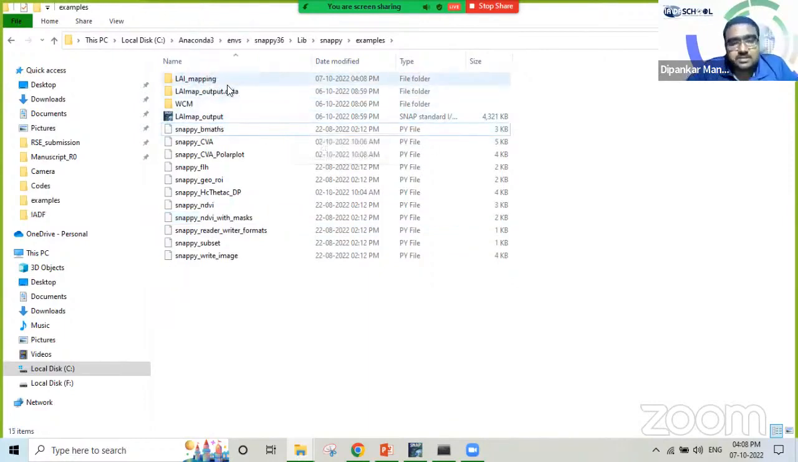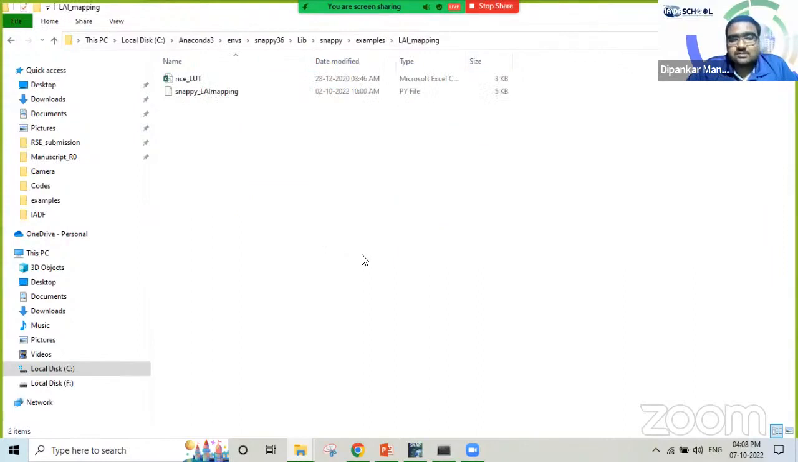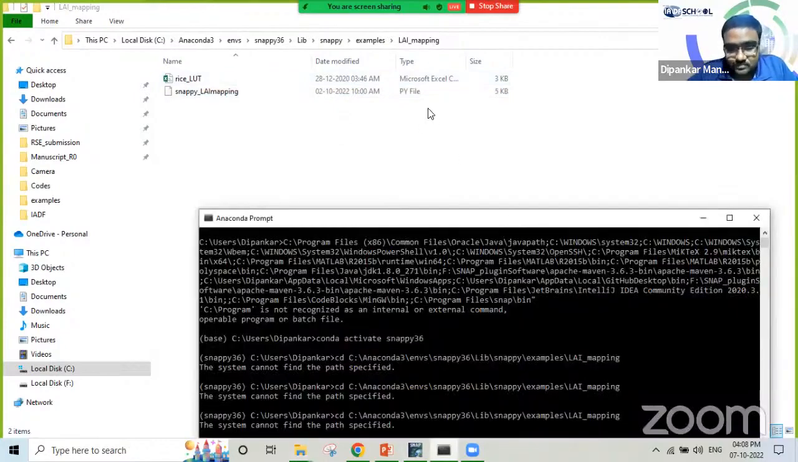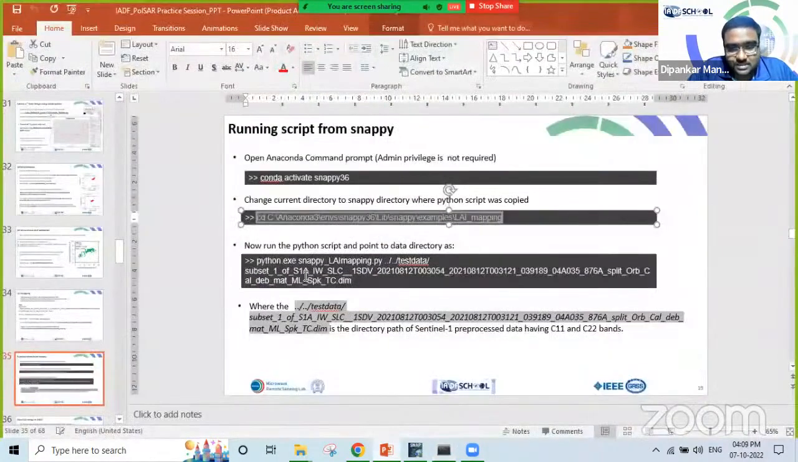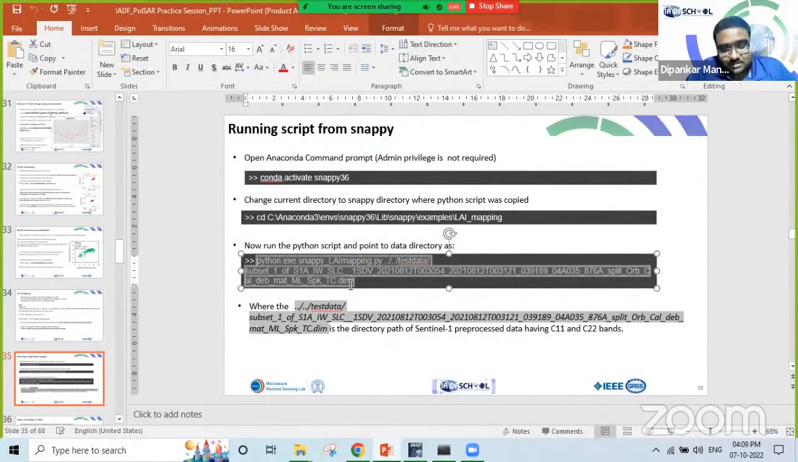Now you can see there are two files: one is the lookup table for rice, and the other is the Snappy Python script, which is copied in this folder. Now we can move on to this folder. Now it is in that folder. Now we have to run the script with python.exe and Snappy, and the test data is stored in another directory. So simply we can run that.